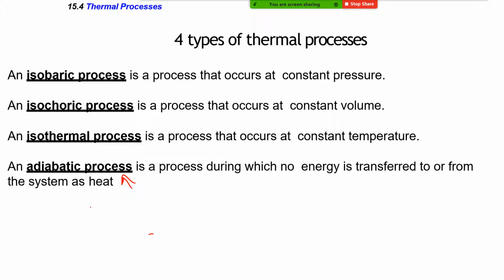So those are the four main thermal processes, and we're going to see how we can use these things on a graph, or how it looks on a graph mainly, and so on. Once you're finished taking that down, just let me know so I can proceed.